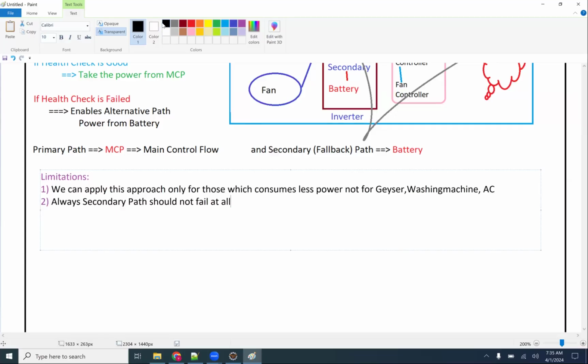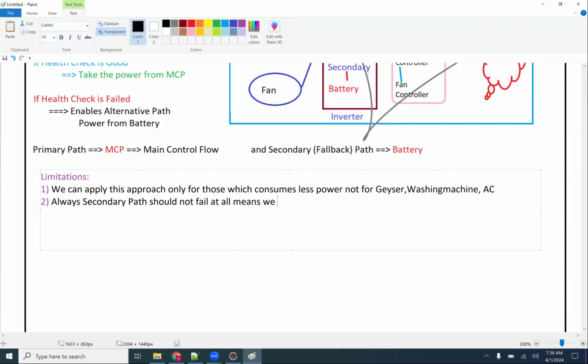Assuming that my battery is not working, even though the logic is superb, it will check the primary path and it's not there, it will go to the secondary path. If the secondary path also has no power, if my battery is having a problem in the inverter, the battery is gone, will you get a power supply? No, right? What is the limitation? If at all my secondary path is having a problem, then this approach will not work. Always the secondary path should not fail at all.